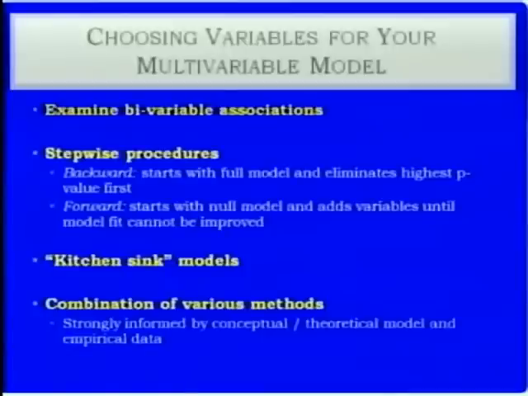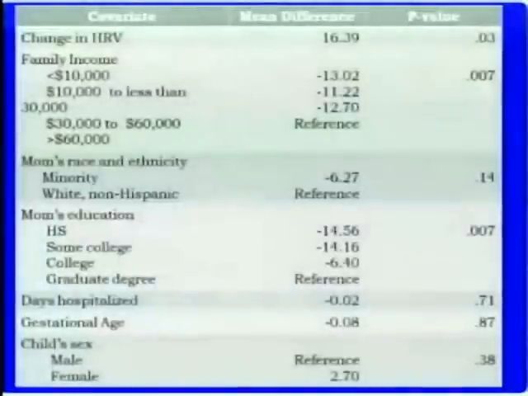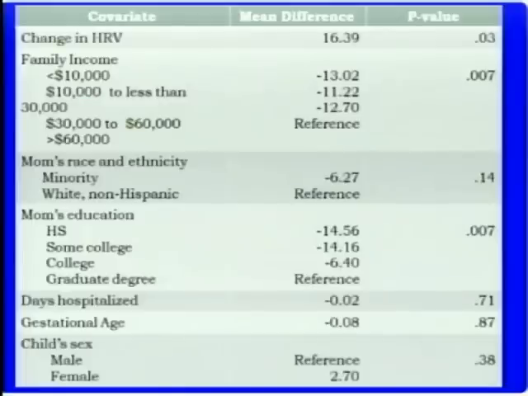And it could be that it starts with income and education, but then, you know, when it adds in mom's race ethnicity, for example, that does improve the model fit. So you can get variables that are not just related to p-values, which can be a little more theoretically sound, but again, very empirically driven.